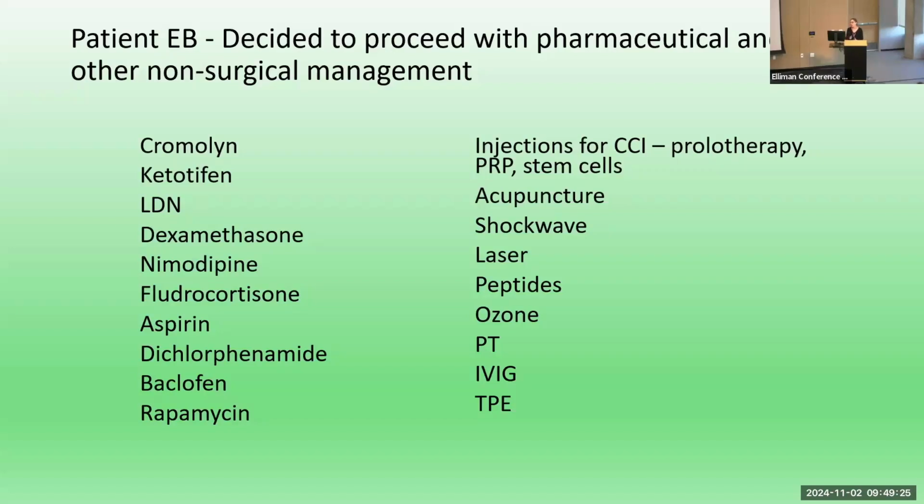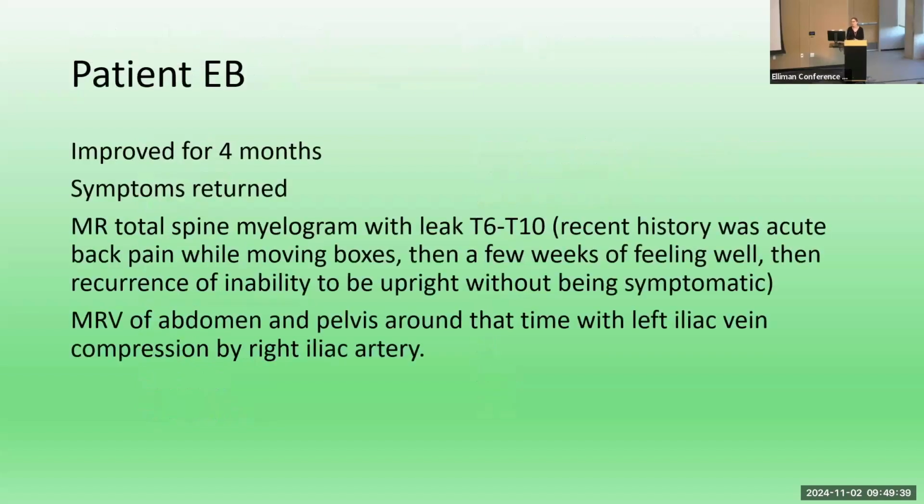He did all kinds of other modalities. Ultimately, I did get him approved for IVIG, which did seem to help. He's still on it, but it also plateaued in terms of its benefit. And he also went for several rounds of plasmapheresis. So he improved for 4 months. Symptoms returned. An MR of the total spine, a myelogram, again showed a leak at T6 to T10.